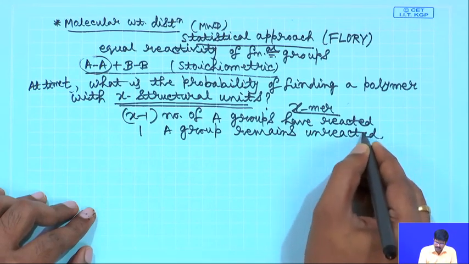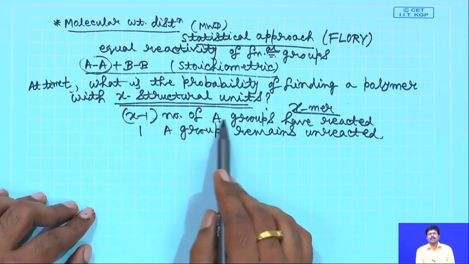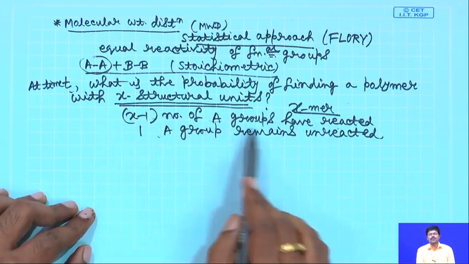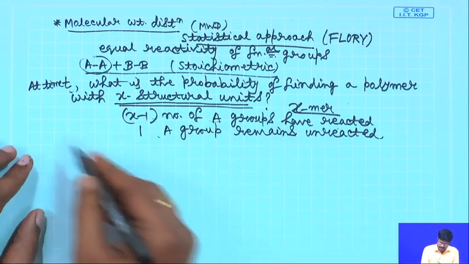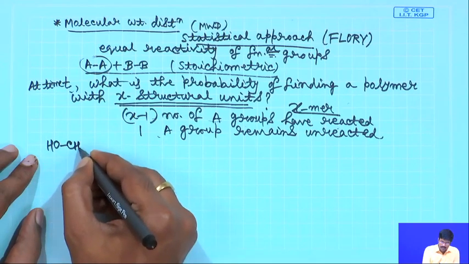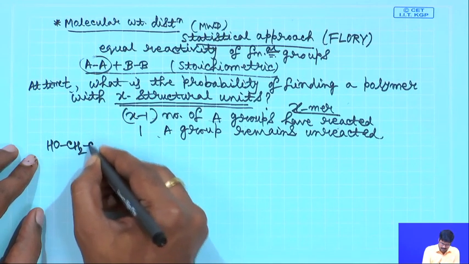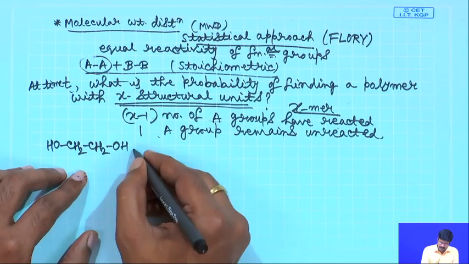In the formation of x-mer, x minus 1 number of A groups have reacted and 1 A group remains unreacted. Let me explain this a little bit more. Say you are reacting ethylene glycol with adipic acid.